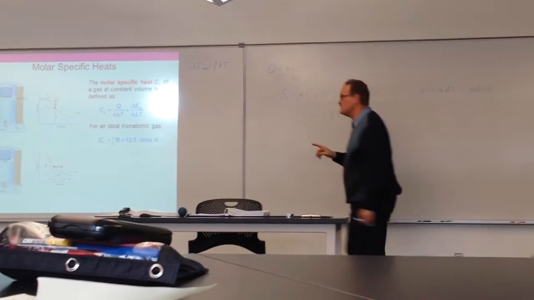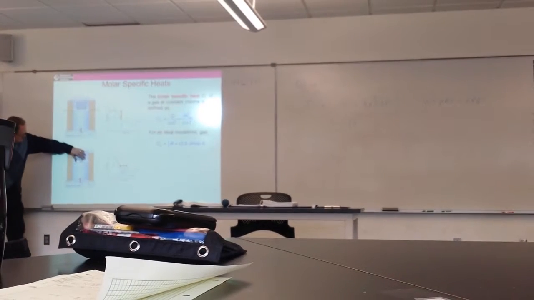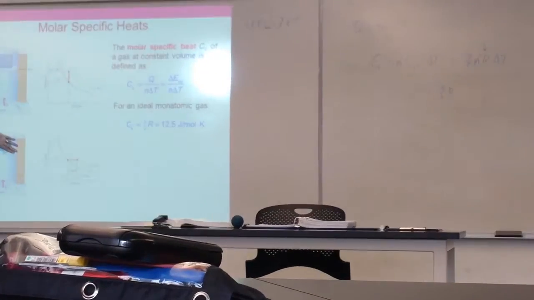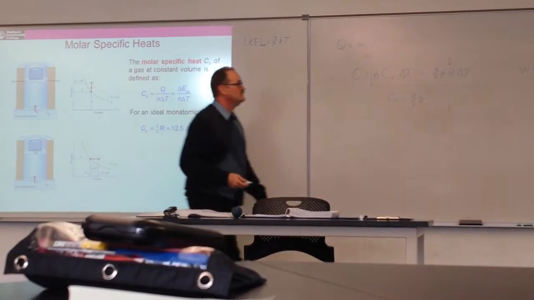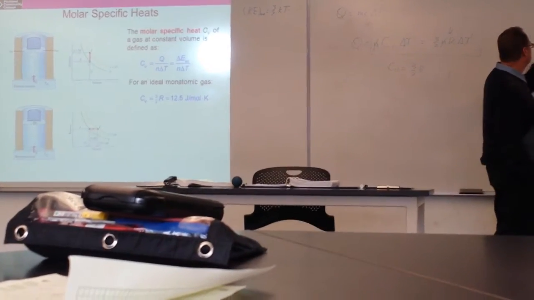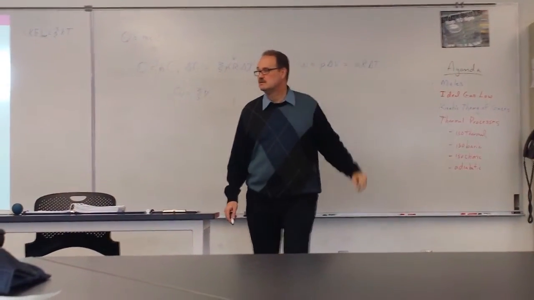Notice the pressure didn't change here. This was done at constant pressure because this weight sitting on top of here didn't change. So the force on the platform didn't change. So the ideal gas law requires that this quantity, the change in volume, be equal to nR times the change in temperature.